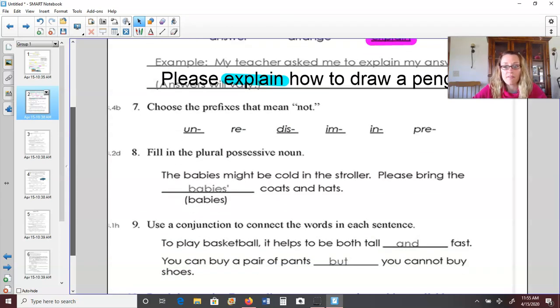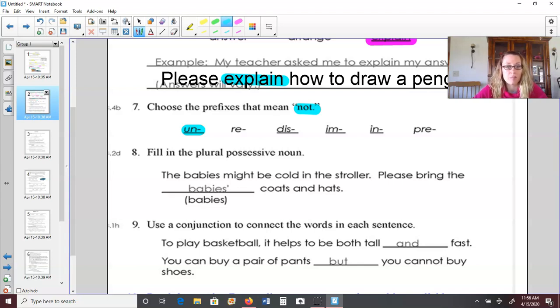Okay, number 7, choose the prefixes that mean not. Okay, well, I always like to put the prefixes with a word, and that helps me figure out their meaning. So if we look at the word un, if my bed was undone, it means it's not done, it's not made. So un means not. Re, I always think of like replay or redo. That means to do something again, so it doesn't mean not.